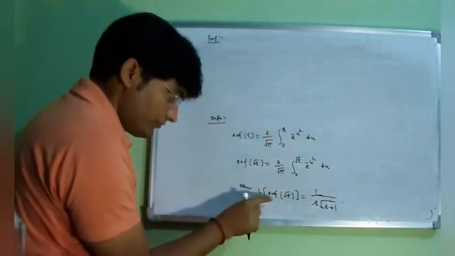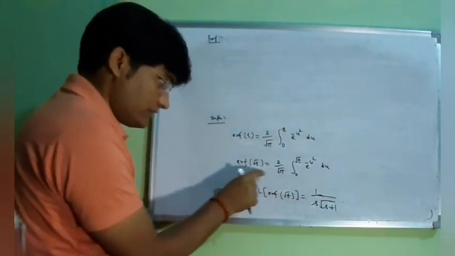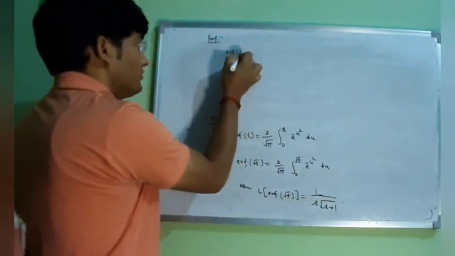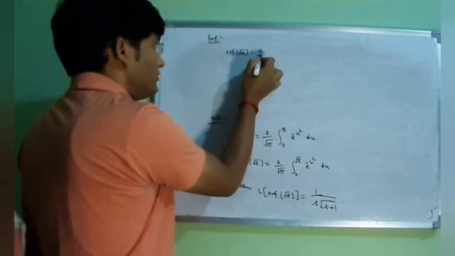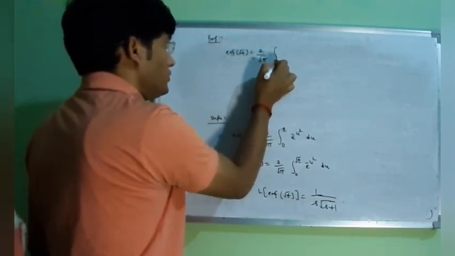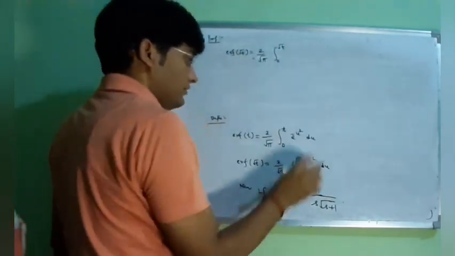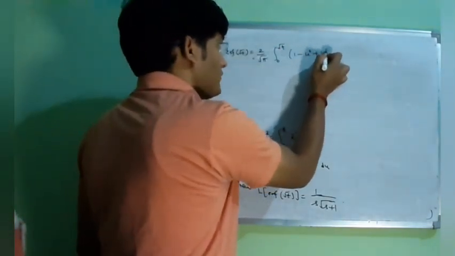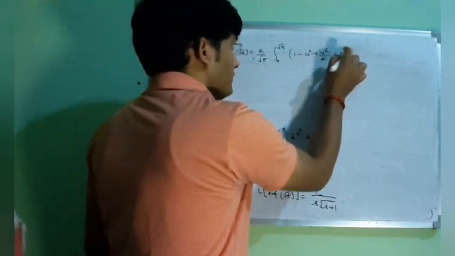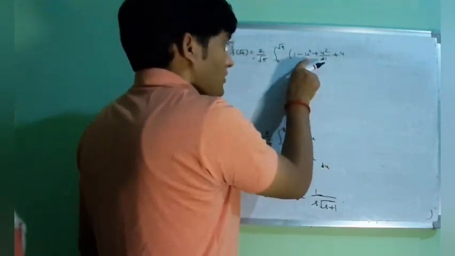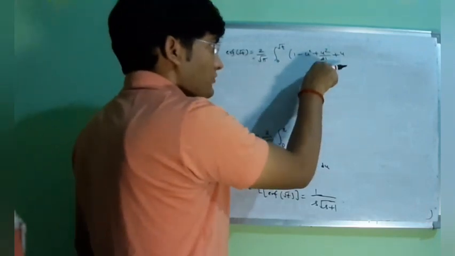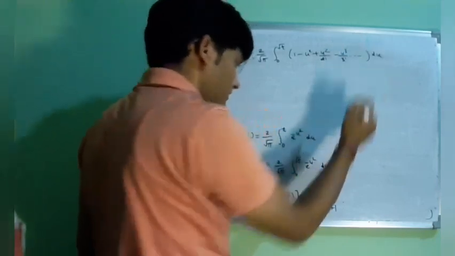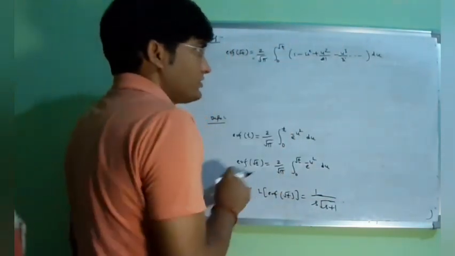So before finding its Laplace, let us expand this e to the power minus u square. So the error function of square root t is equal to 2 upon root pi, integral from 0 to root t, and you know that the formula for e to the power minus x is 1 minus x plus x square upon factorial 2 minus x cube upon factorial 3 and so on. And the integration is with respect to u.